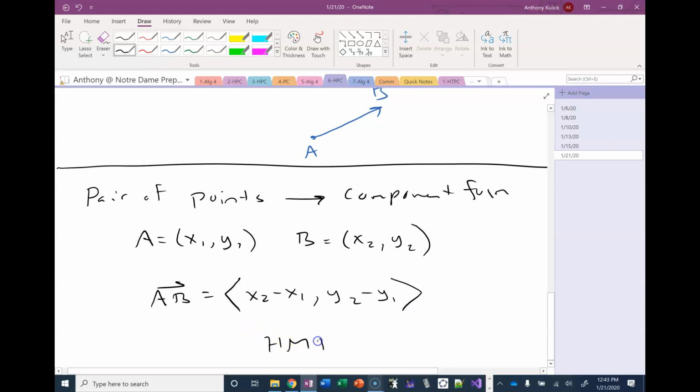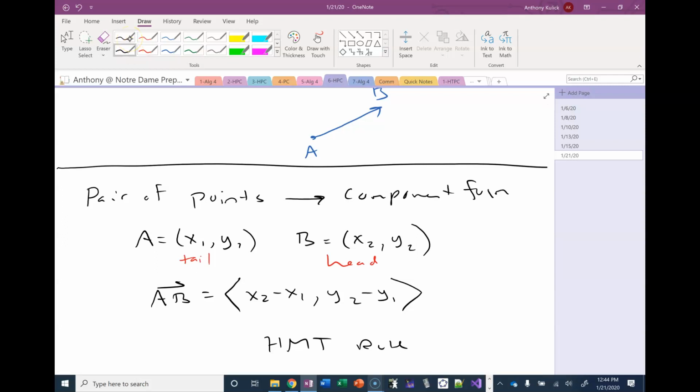This is commonly referred to as the head minus tail rule, because we're taking the head of the vector and subtracting from it the tail of the vector.